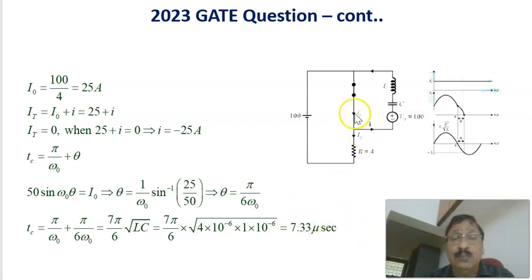Therefore, at 7.33 microsecond, this SCR gets turned off. The reason is that at that instant the current through the SCR changes to 0 ampere and the device is getting turned off. Therefore, the summation of these times, pi by omega naught plus pi by 6 omega naught, is the total duration, which equals 7.33 microseconds.